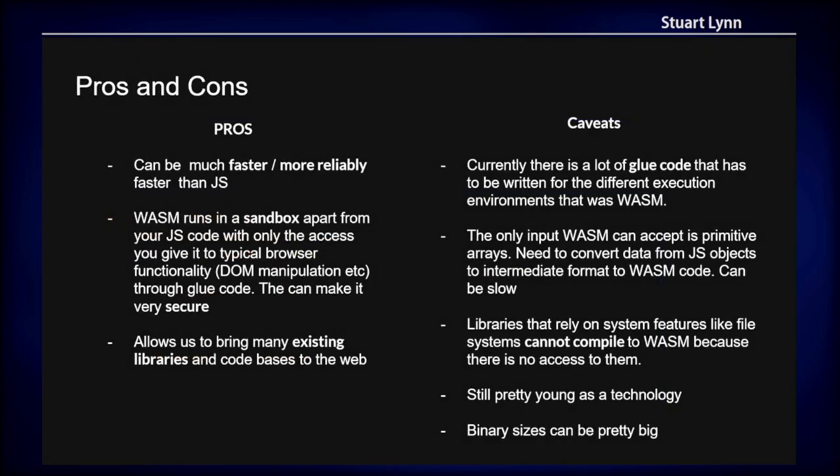So the pros and cons of this: why you might want to do this, and things to be aware of if you're planning on writing or using WebAssembly. It can be much faster, and more reliably faster, than JavaScript in a lot of situations. Because it's a binary executable code format, it doesn't need to parse the JavaScript to get to the point where it can run. It can just run as the binary code. If you're writing code in something like Rust, it's non-garbage collected, so you don't have the issues with garbage collection slowing down your processing every so often.